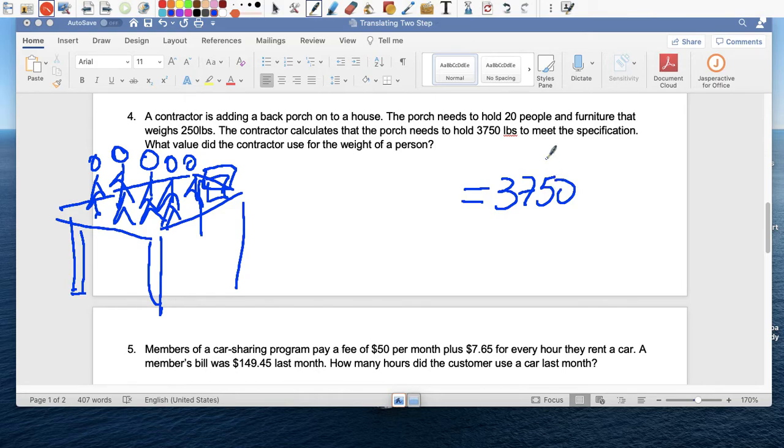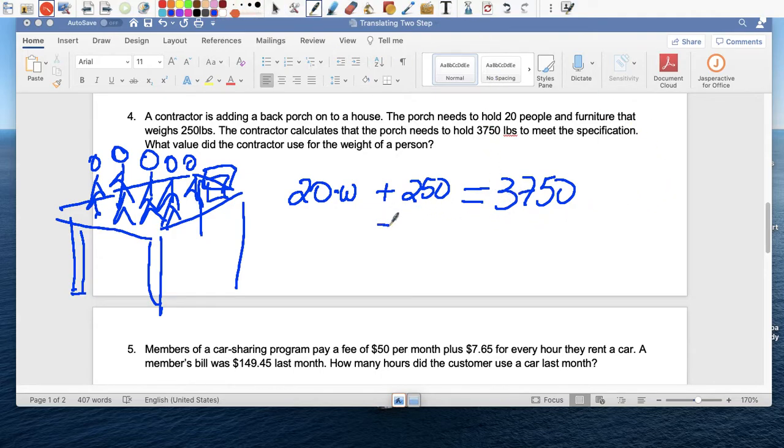Now we need to know how much each of these people weigh. What's the average? Let's calculate the weight of each person. On that porch, we know for sure there's going to be 20 people. What's the weight of each person? We don't know, but I know it's 20 times their weight. Plus, what else is there? Furniture, sofa or something, something that weighs 250 pounds. So 20 people times their weight plus 250 for the furniture equals 3,750 pounds.